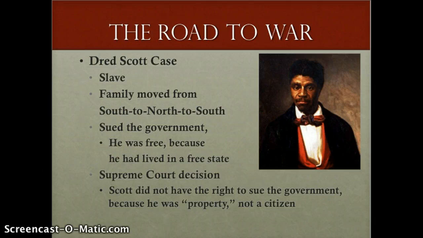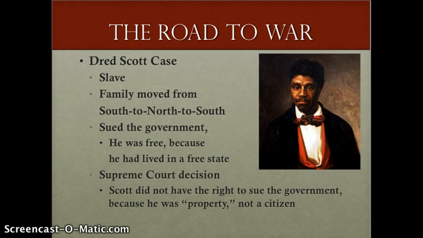Dred Scott was born a slave in Virginia. He was moved by his owner to Missouri, and was sold to another owner after his original owner passed away. That family relocated to Illinois and then Wisconsin, both free states, and then moved Dred Scott to Louisiana and back to Missouri.